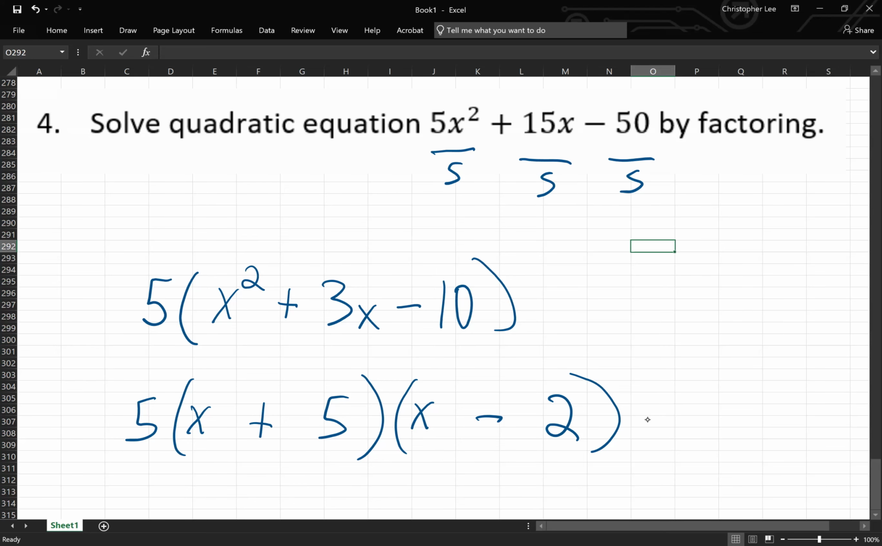Said a little differently though: the sign of your B term is the sign of the larger number.